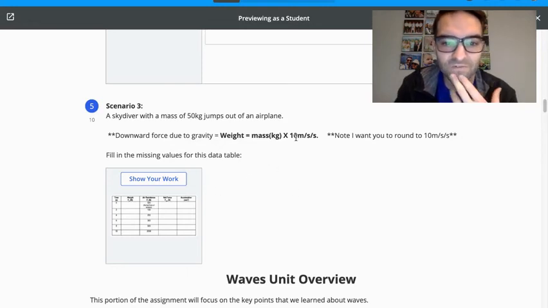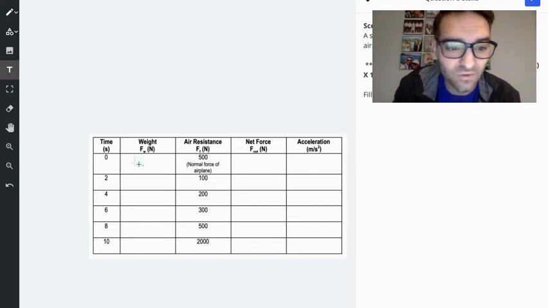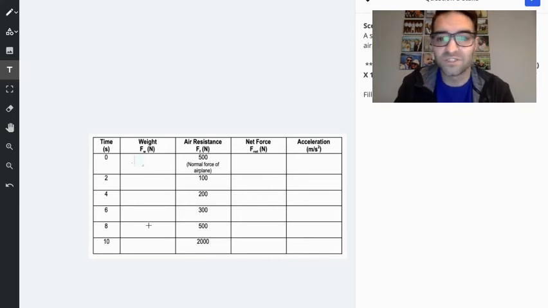And we know the downward force, or rate of acceleration due to gravity, is going to be 10 meters per second squared. So that way we can calculate the weight. If I go into this table and calculate the weight, something that's important to know is that this is a real scenario. A person's weight is not going to change within 10 seconds. So you calculate the weight once, which would be 50 times 10 to get your weight in newtons. And so these will all be the same.